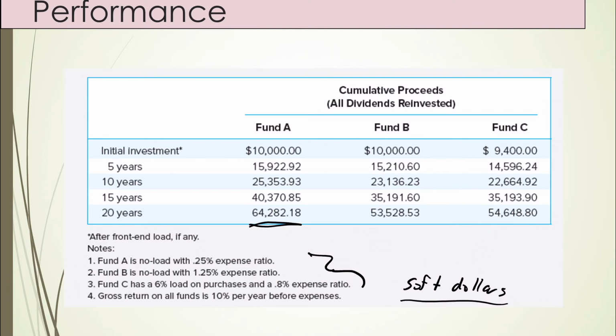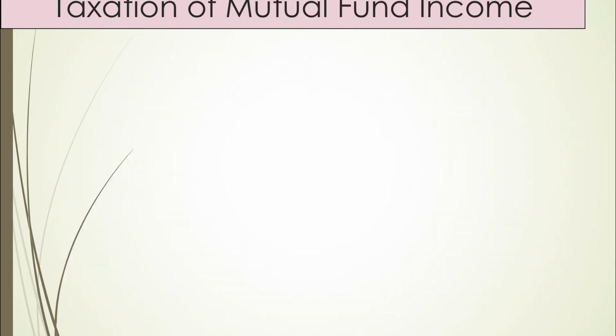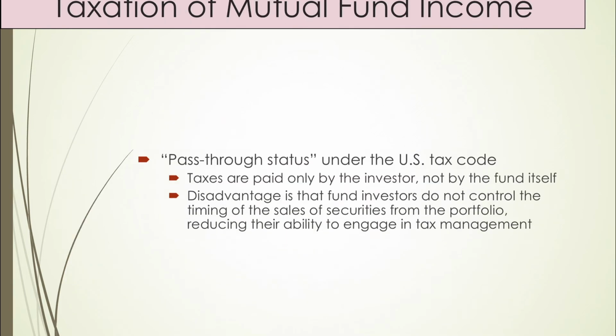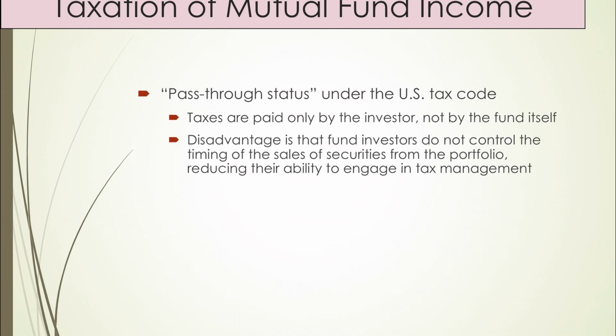Now, with these mutual funds and the income that you receive, how is this income taxed? Well, investment returns are granted what is called pass-through status under the U.S. tax code. So taxes are paid only by the investor, not by the fund itself. So with these mutual funds, you are the only ones paying taxes, not the actual fund itself. And this is a disadvantage to investors because they do not control the timing of the sale of securities from the portfolio. So this reduces their ability to engage in any type of tax management.